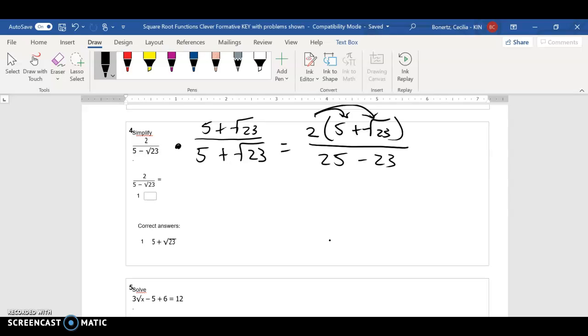But remember, if the 5 isn't the square root, I am going to multiply those two numbers together. So my numerator is going to be 10 plus 2 times the square root of 23, and my denominator is going to be 2. And I can reduce 10 over 2, and I can reduce 2 over 2, so that becomes 5 plus the square root of 23.